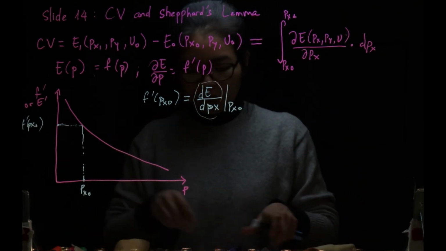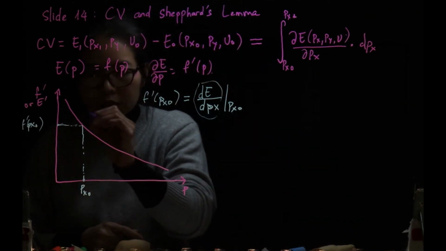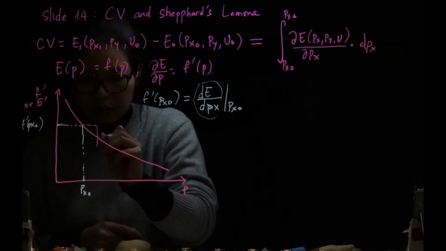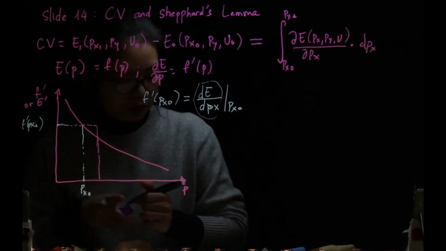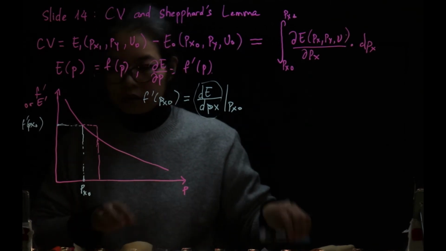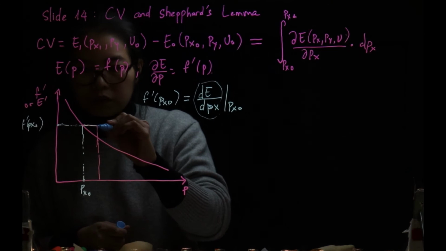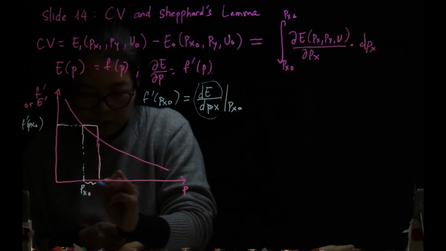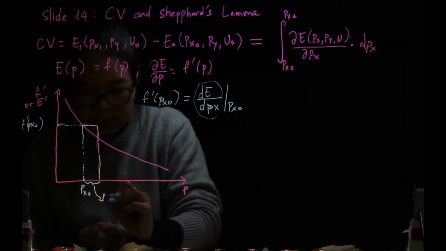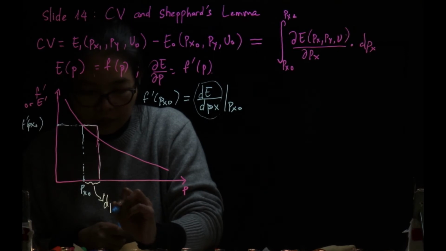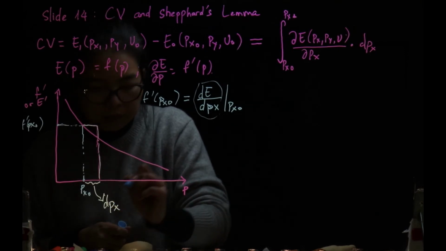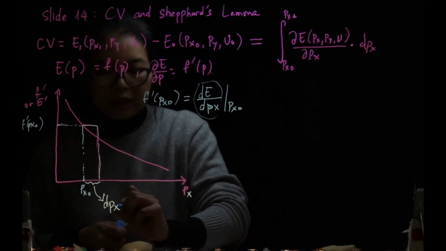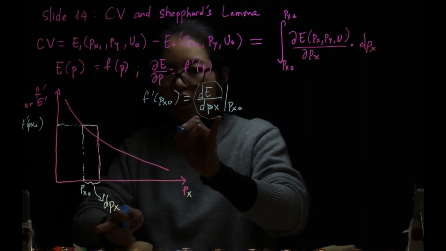Keep that in mind. Now imagine we have a rectangle over here. I could actually draw this better with this color. Okay, with the width of the rectangle exactly this dpx. Let's put px here. Exactly the amount of that change over here.